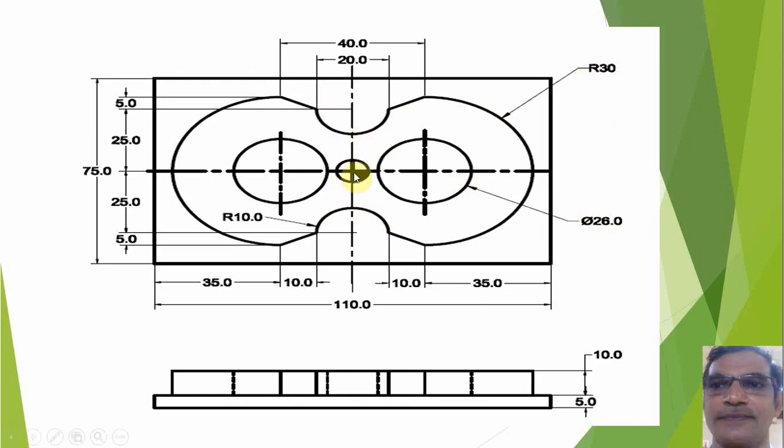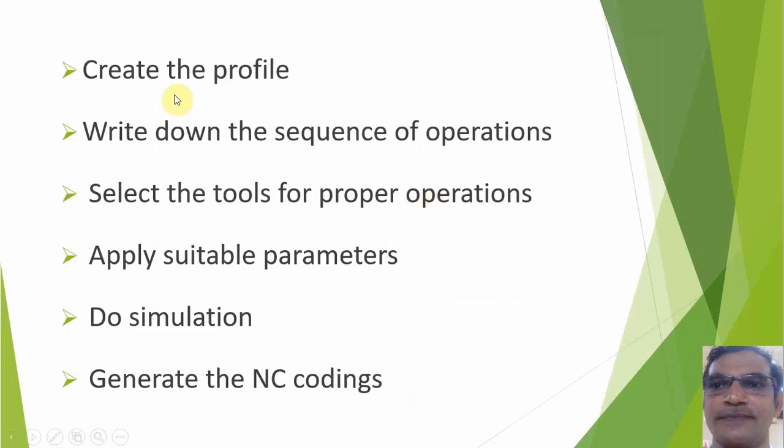This is the reference point at the middle, and these are all the steps to be followed for creating the sketch. Create the profile, write the sequence of operations, select the tools for different operations like phasing, contour milling, and then pocketing, apply suitable parameters for different operations, do the simulation, and then finally generate the NC codes.